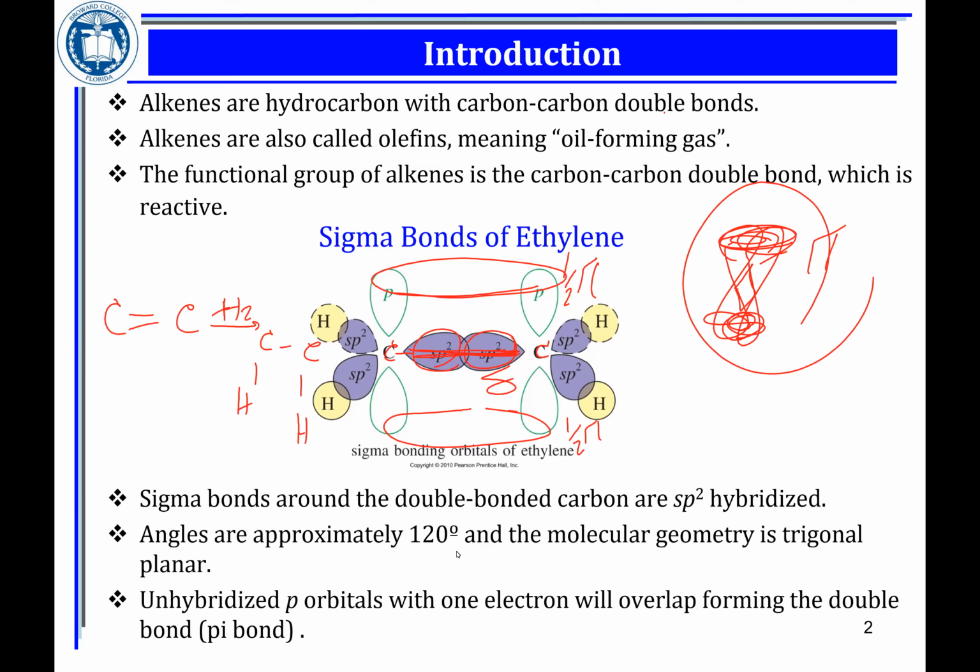We talked about the geometry being 120 because it's sp2, so all these are 120 around a carbon that has a double bond. Hybridization is sp2, and the bond angle is 120.